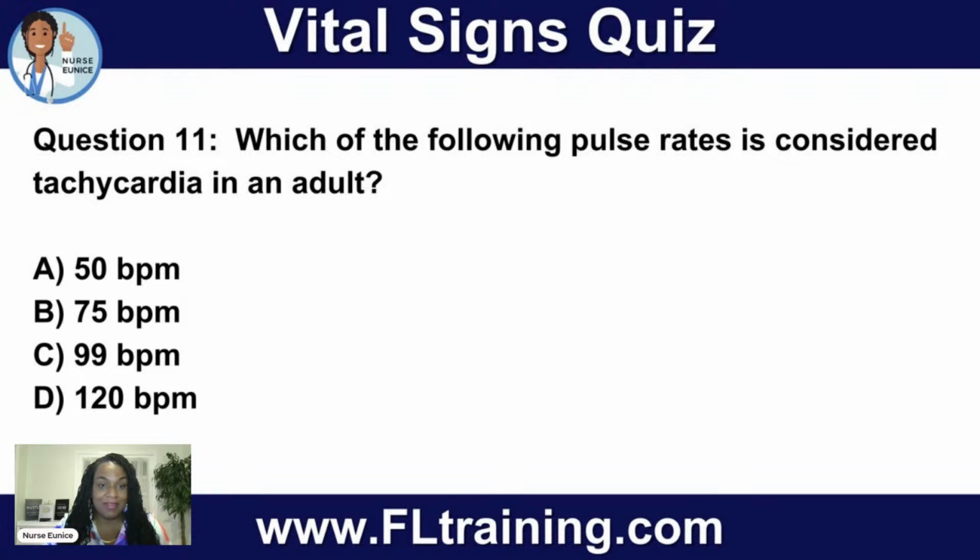Question number 11. Which of the following pulse rates is considered tachycardia in an adult? I know, Buck. You're welcome for 2. Is it A, 50 beats per minute, B, 75 beats per minute, C, 99 beats per minute, or D, 120 beats per minute?